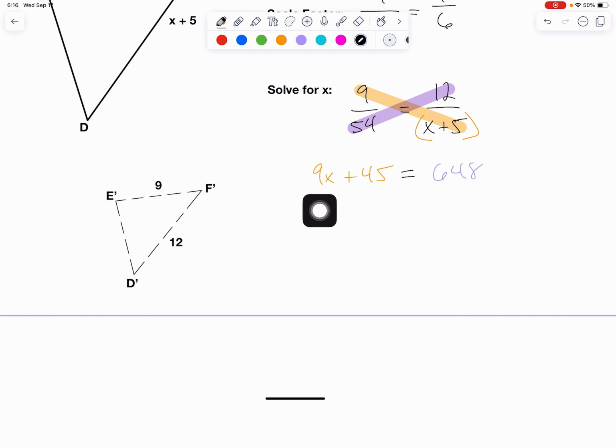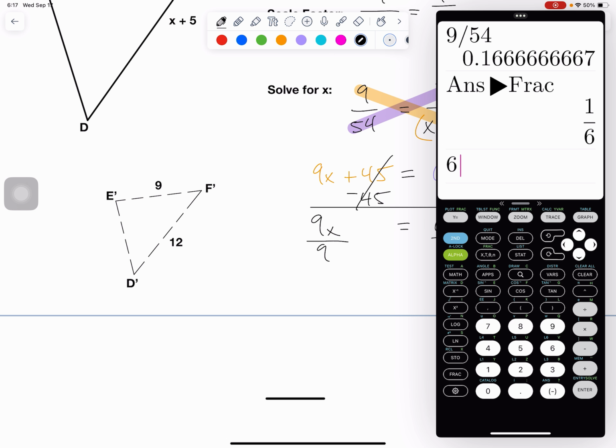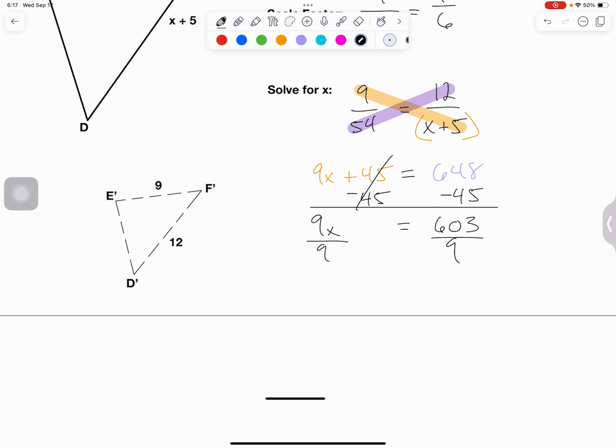From here, oh no, we just don't divide. Is x by itself, determine the variable? No, it has the plus 45 hanging out. What do we do? Yes, minus 45. And what we do to one side, great job, class, we do to the other side. So 9x equals 603. Now we can divide each side by 9. And let's go ahead and do 603 divided by 9, giving us 67. So x equals 67.